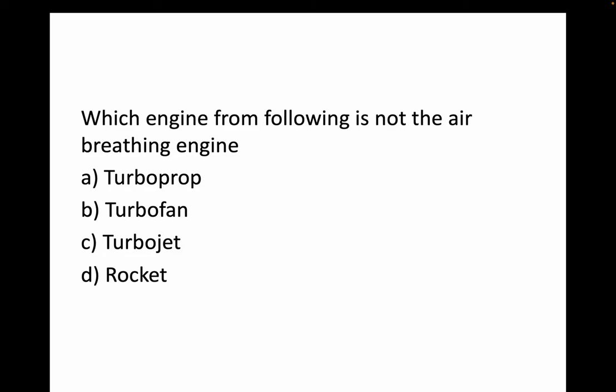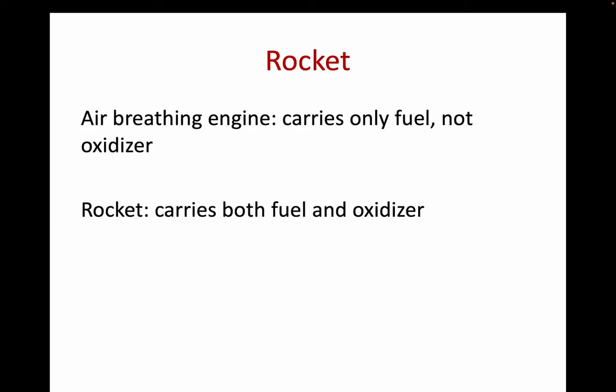Okay, so the next question is, which engine from the following is not an air breathing engine? So as I said, an aircraft does not carry the oxidizer with itself because that will add on to more weight. So it just carries the fuel and it takes the oxygen in the air which is freely available. So that's why it's called an air breathing engine. And turbopropeller, turbofan and turbojet engines, all of these engines are examples of air breathing engines. However, a rocket engine does not depend on the air available in the atmosphere. So the answer is a rocket engine because it carries both the fuel and the oxidizer.